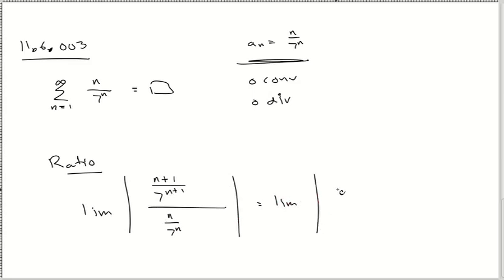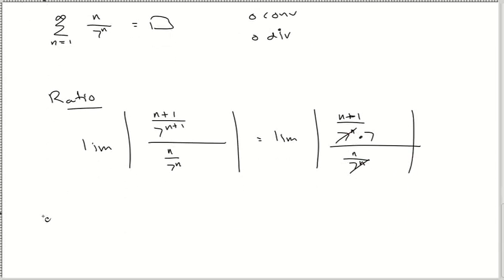What I start doing is we have n plus 1. Here we have 7 to the n times a 7. I have an n, and I have a 7 to the n. Some of the stuff cancels out pretty quickly, like these two right here. That 7 is left out. You can't cancel it, but you can bring it to the front as a 1/7. I don't think that's going to matter here. And so what we end up with is n plus 1 over n.